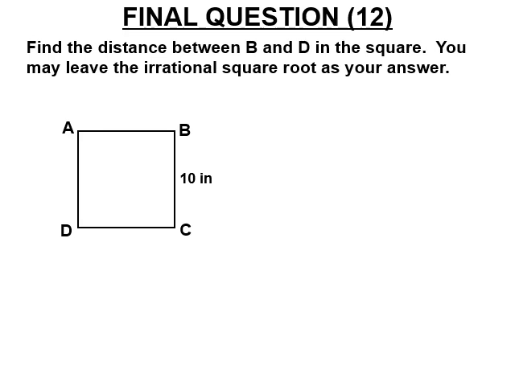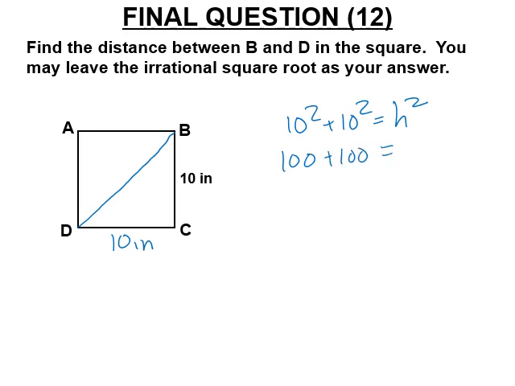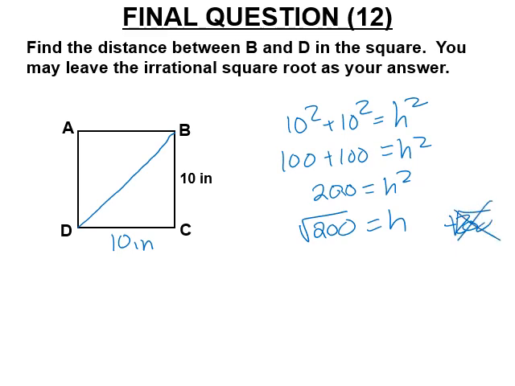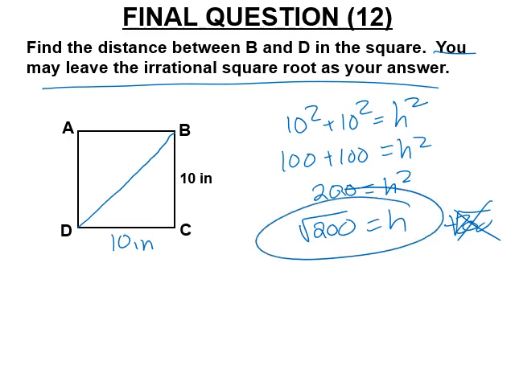Final question. So we're finding the distance between B and D in the square. It's a square, so all the sides are the same. 10 squared plus 10 squared equals hypotenuse squared. 100 plus 100 equals h squared. Whoops, 200 equals h squared. So h is the square root of 200. So negative square root of 200 we're crossing out. It says you may leave your irrational square root as your answer. There it is. Square root of 200, right?